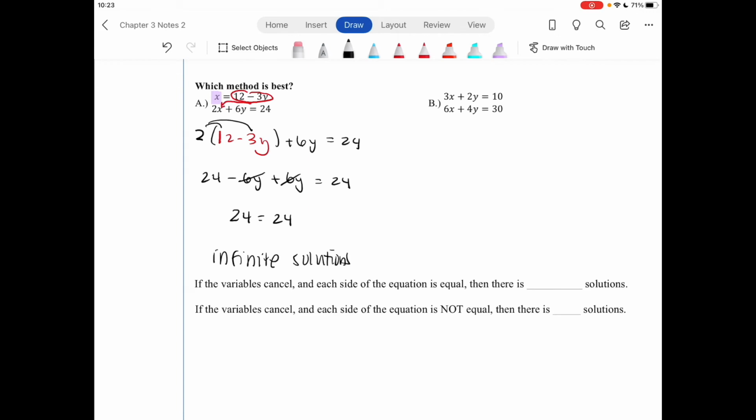Relating this back to what we did yesterday, this tells us that these are going to be the same line, which is also what we called a dependent system.